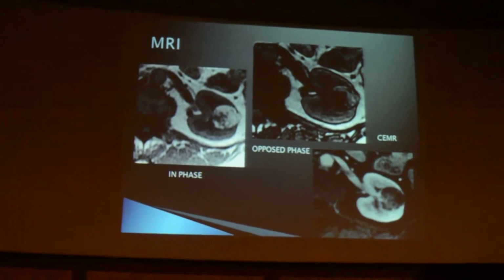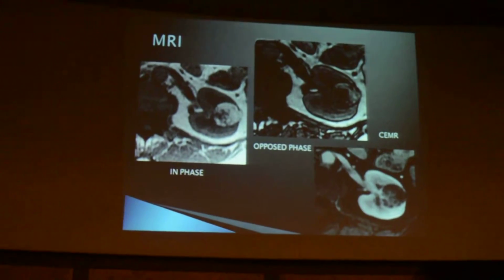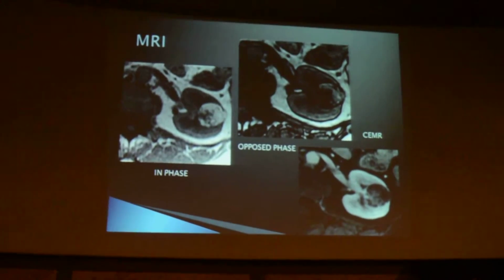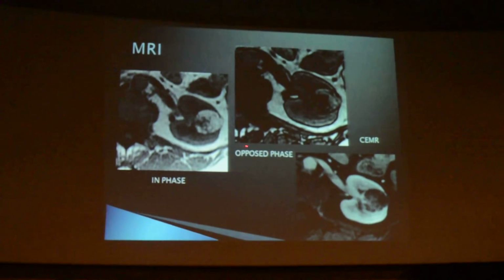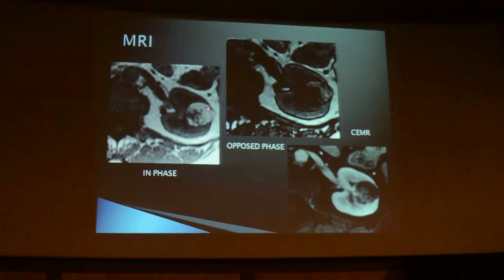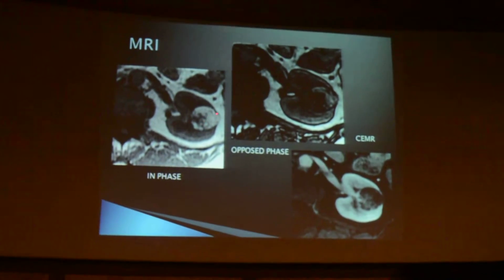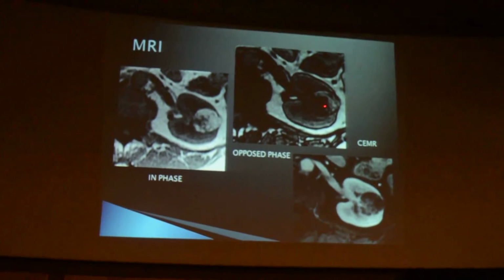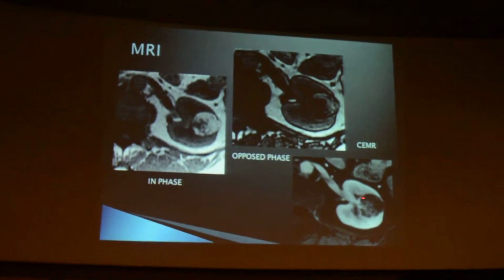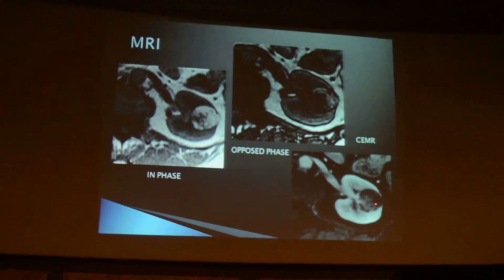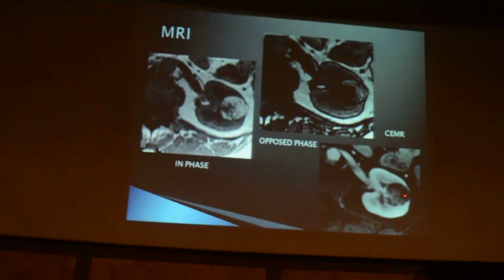MRI is very useful in detecting small amounts of fat, lipid, within the angiomyolipomas. So we do in-phase and out-of-phase images to detect a small amount of fat. This is in-phase. You can see the bright signal on the in-phase image, and this is partially suppressed on the out-of-phase image. This is angiomyolipoma. On contrast, you can see this heterogeneous enhancement, the solid component of the angiomyolipoma.